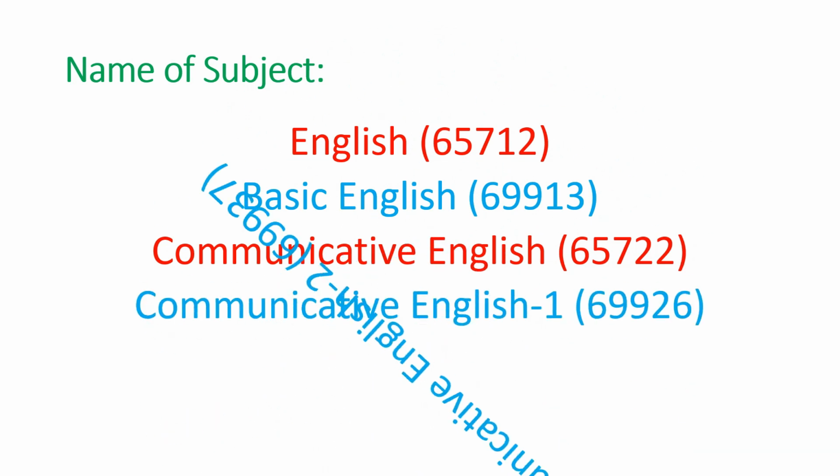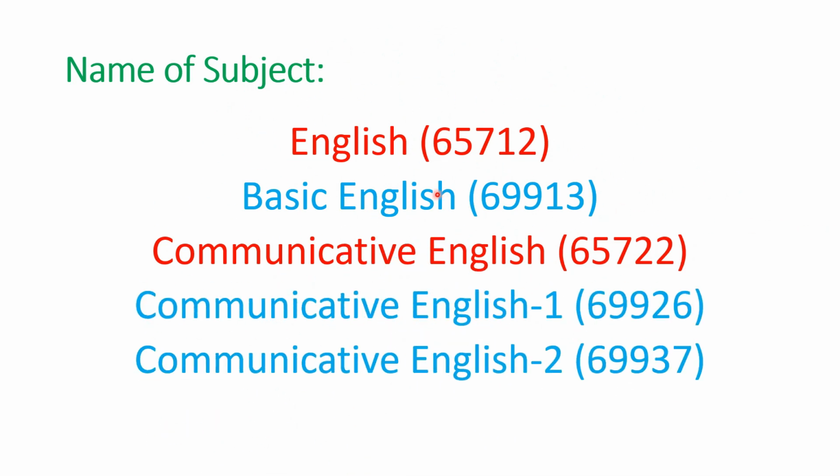Dear learners, here we can see the names of some subjects, especially for the students of the diploma course. They study these courses, and I have written the names of the total courses: English 65712 and Basic English. These are the subjects for the first semester students. Basic English is for the students of tourism and hospitality, and English is for the students of the diploma in engineering course.